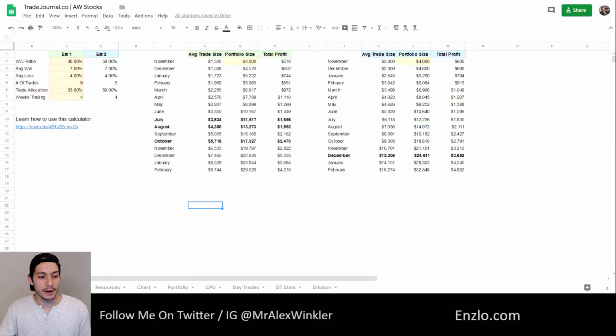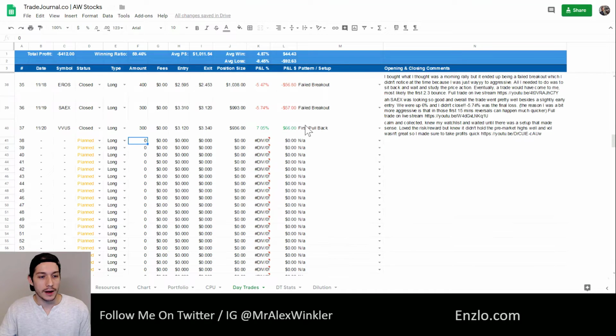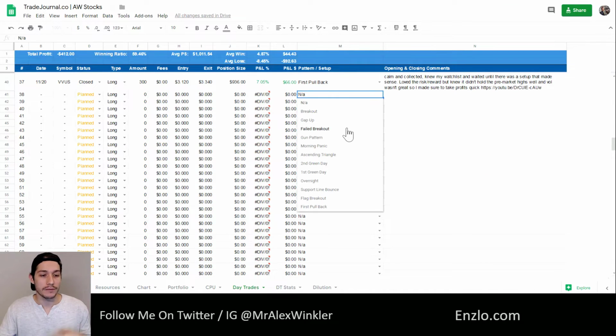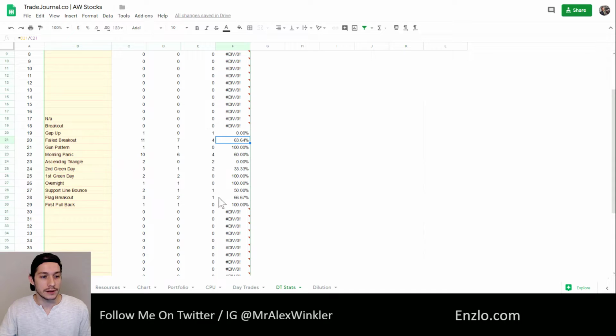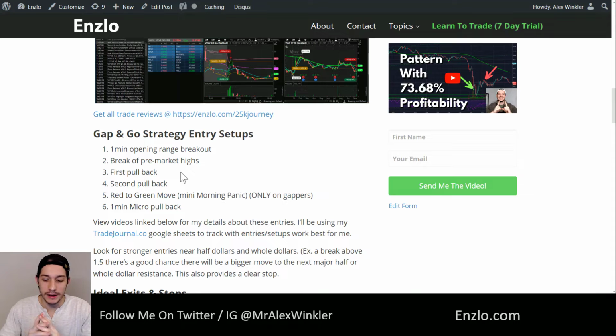So every time I make a trade on my trade journal, let's go back over to day trades, and then I make a trade. For example, this was the first pullback. After the end of every trade, I can basically select which pattern, and then under day trade stats, I will start seeing which pattern is doing the best. So once we hit maybe 100 trades, that's going to be really interesting to identify which one of these patterns is the best for me. So I'll try my best just to kind of explain these patterns as they are.